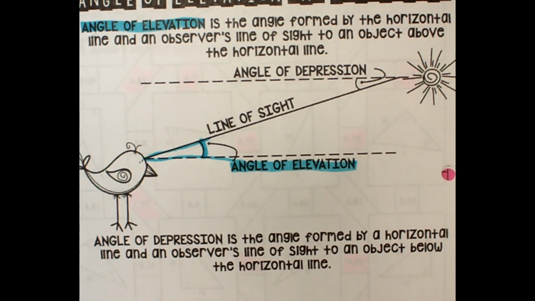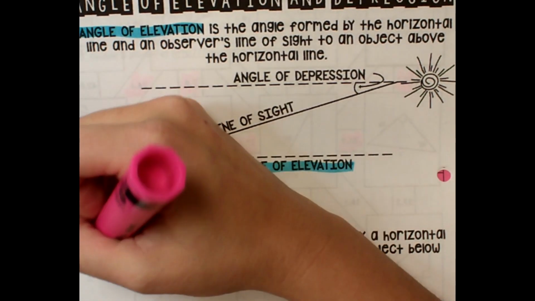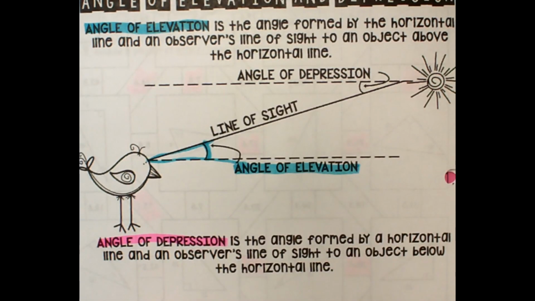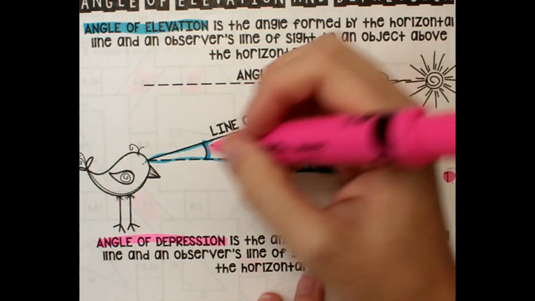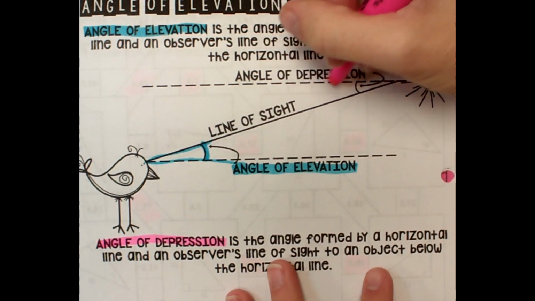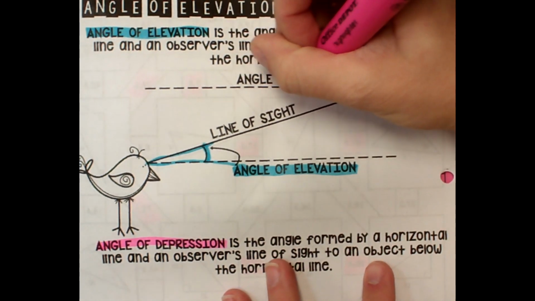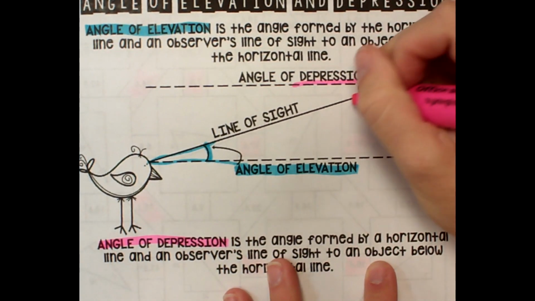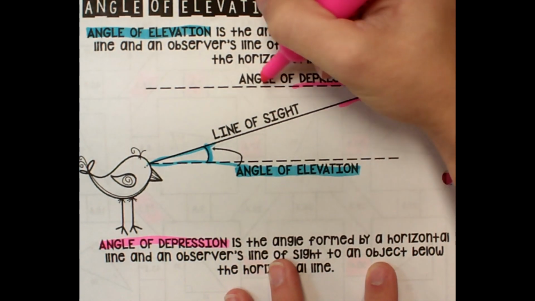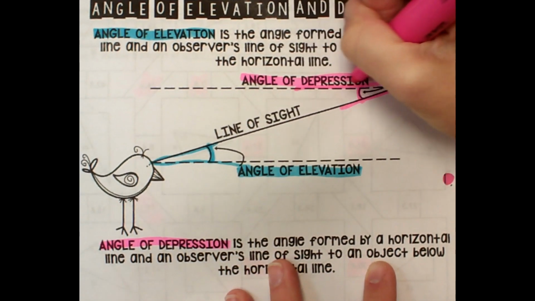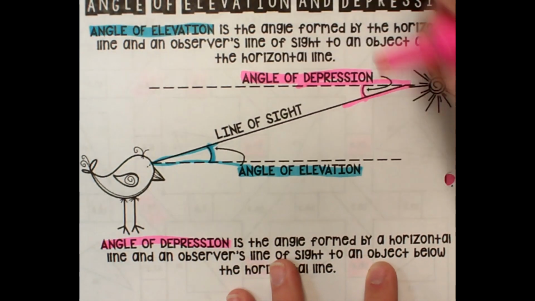That would be your angle of elevation. Or your angle of depression is the angle formed by a horizontal line in an observer's line of sight to an object below the horizontal line. So this would be if you were at the sun. Well, I know that wouldn't happen, but if you were at the sun, this is your angle of depression. Depressed means you're going down, right? Think of it like that. Think of your words, angle of depression.